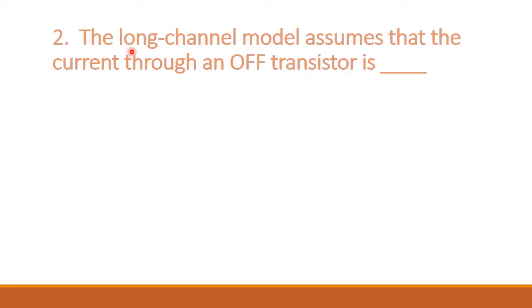Next question. The long channel model assumes that the current through an off transistor. Long channel is nothing but ideal IV characteristics. So here we are assuming the current through an off transistor is 0. Therefore the answer is 0.